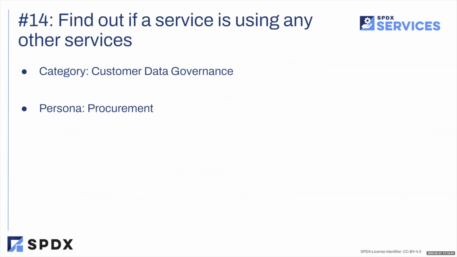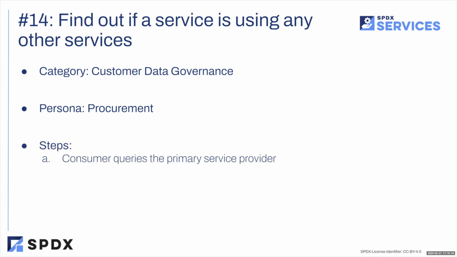So what we did is we prioritized all these different use cases, and the one that came out on top, mainly because it was the easiest, not because it was the most beneficial, but the one that we started with was to find out if a service is using any other service. So a fairly straightforward use case. This is in the customer data governance category, and the persona is more on the procurement side of the users of this use case.